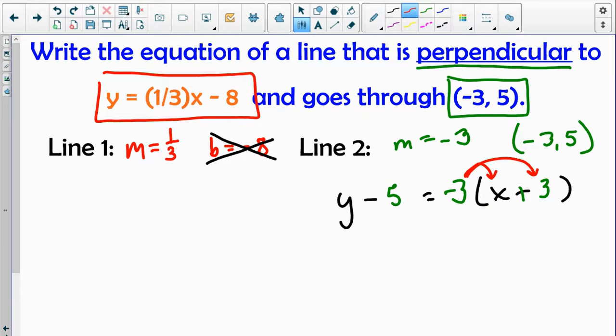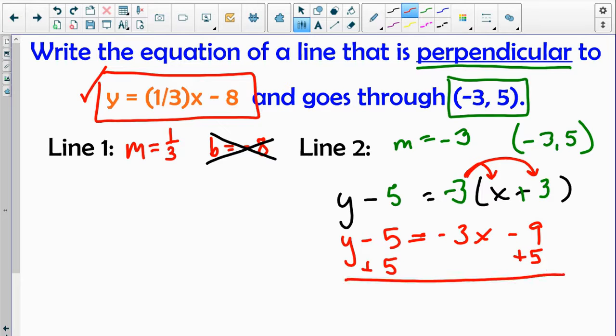Then I'm going to go ahead and distribute the right-hand side because my goal is to get my equation to look like the first one. I want y equals the slope times x and then the y-intercept, slope-intercept form. So I distribute first, negative 3 times x and negative 3 times 3. And then I want to get y by itself. So I undo the subtraction by adding 5 to both sides.